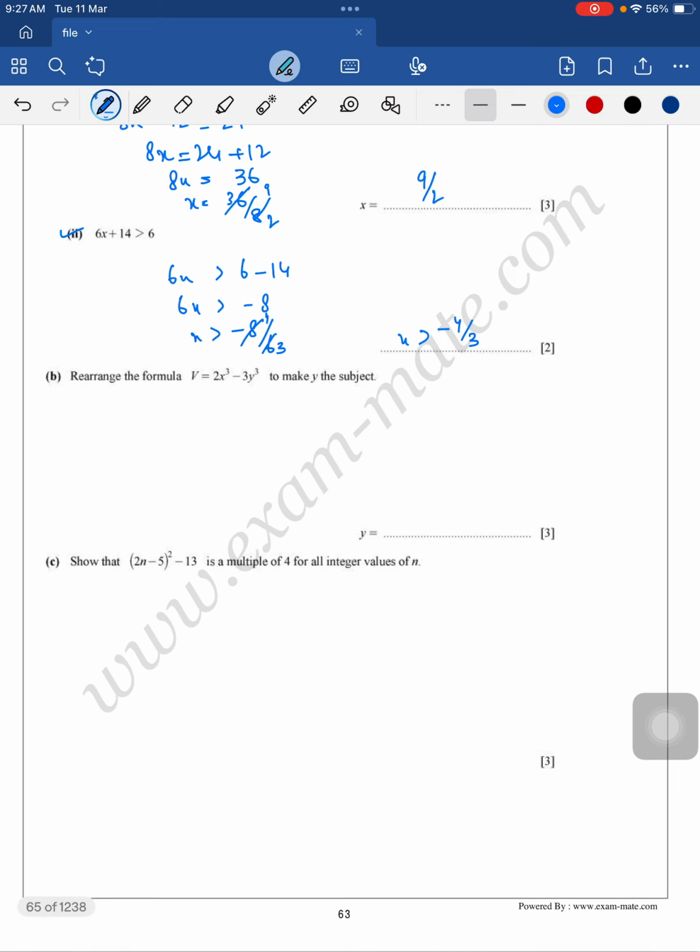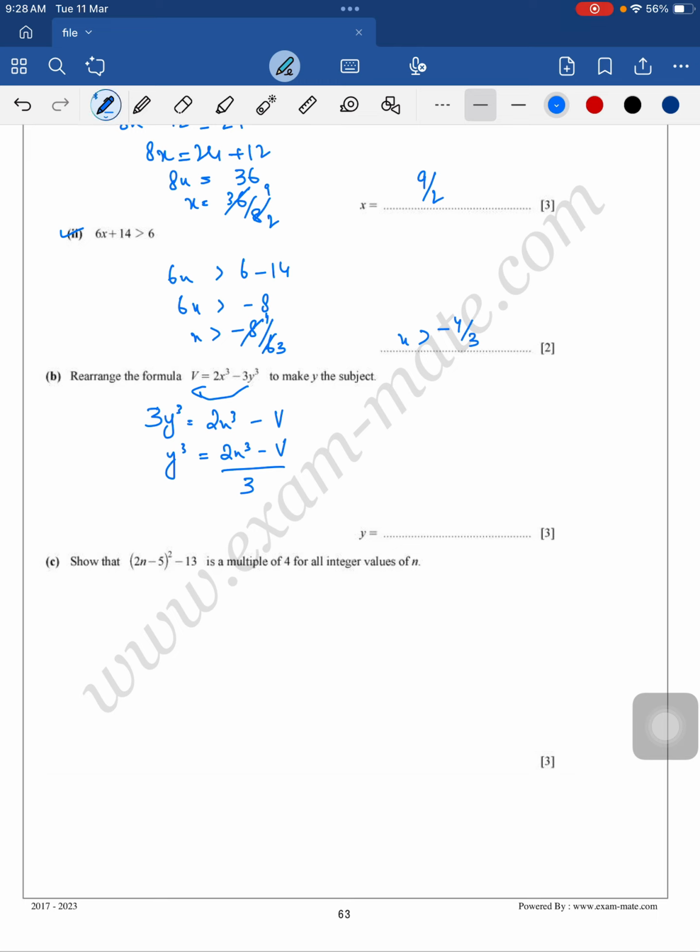Part B is rearrange the formula v is equal to 2x cube minus 3y cube to make y the subject. Whenever we want to make any variable the subject, we first move that term separately. So minus 3y cube should be moved over there so that it becomes 3y cube positive. 3y cube is equal to 2x cube minus v. Now I want to make y the subject, so moving 3 over there, it will go in the denominator, 2x cube minus v upon 3.